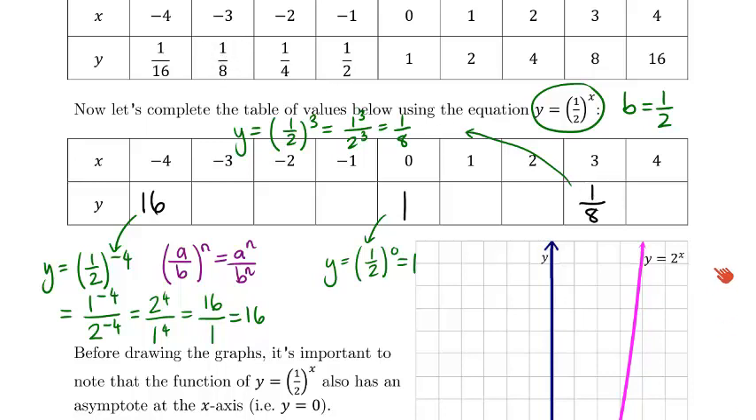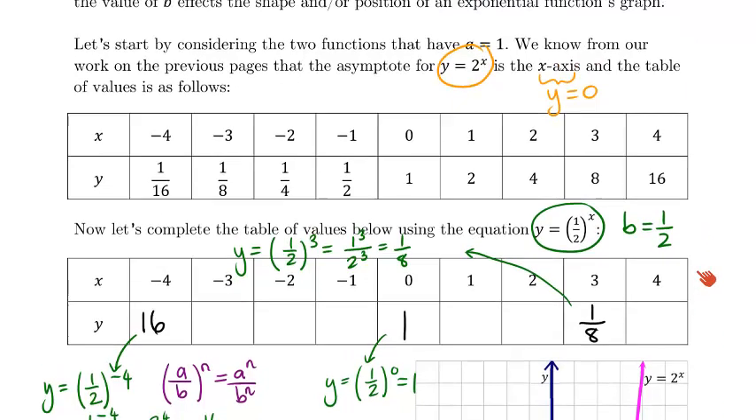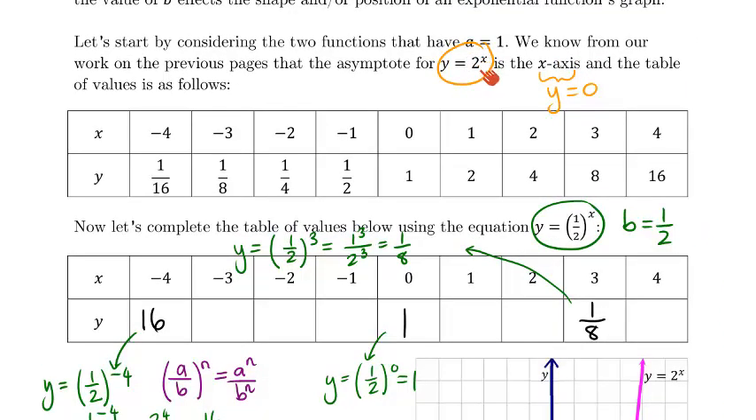Now, this is no coincidence, guys. This is the effect of taking a base, which used to be 2, and getting the reciprocal of it, flipping it over. Think about what 2 is, guys. 2 is the same as 2 over 1, and if you flip it over, if you get the reciprocal, that gets you 1 over 2.